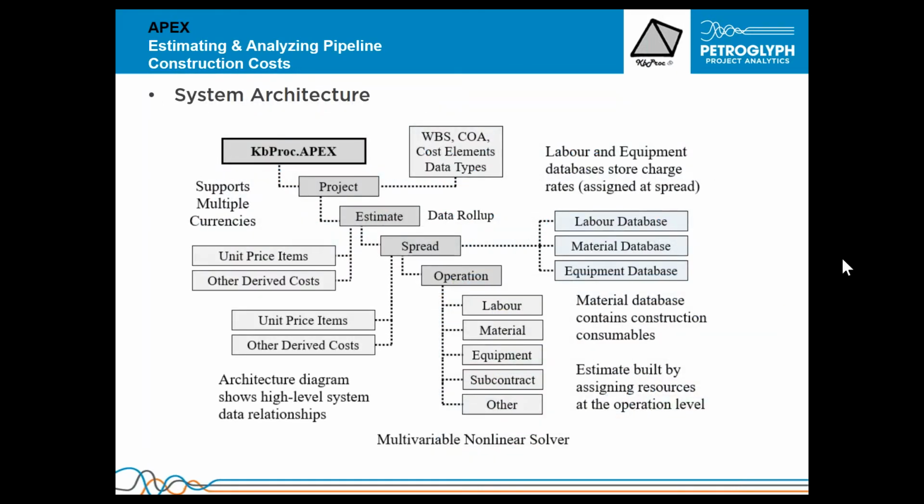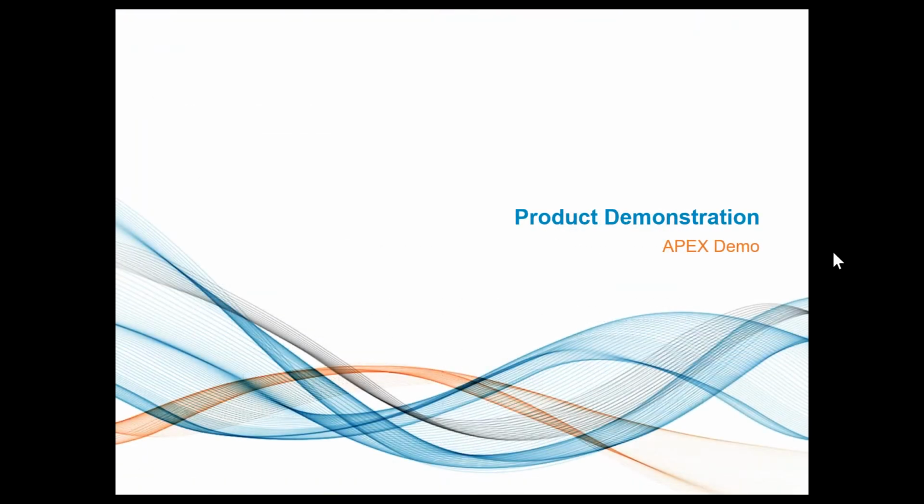This diagram shows the system architecture for APEX, starting with the database and going to the project, the estimate, the spread, and the operation. And you will see that there is a strong pattern throughout the software development, making it intuitive for moving around and navigating through the software itself. We'll now head into the project demonstration.